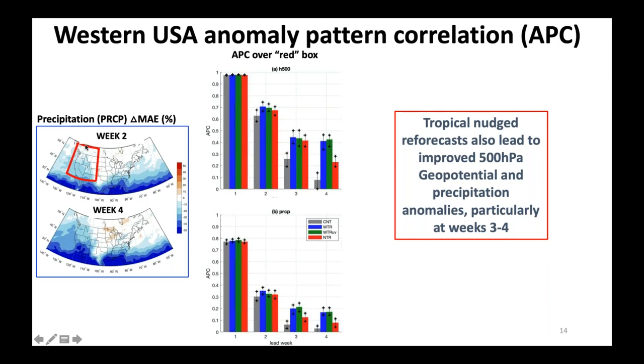We're going to look at anomaly pattern correlations over this red region highlighted on the left side. And you can see that, similarly to the mean absolute error, in week 1 anomaly pattern correlations are similar between the free forecast and the nudge experiments, both in Z500 and precipitation. But by week 2, you start seeing that the nudge experiments tend to perform better than the free forecast, and those differences increase with lead time, even for our case of very, very narrow nudging.